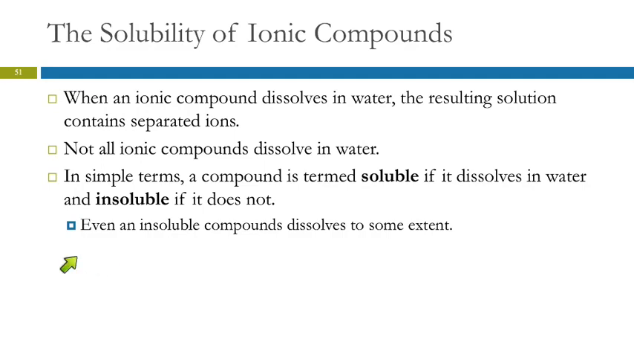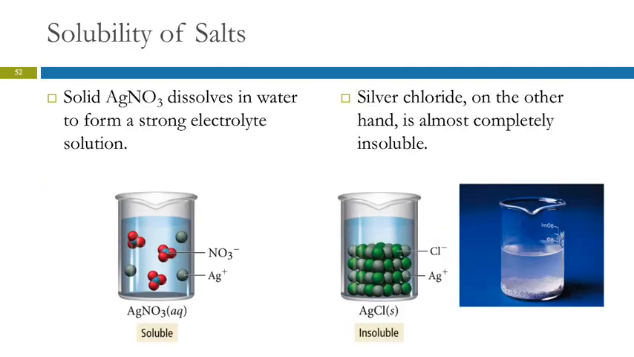And it is important to understand, this will be covered in Chem 1B, even a compound that's considered insoluble does dissolve to some extent. But it does so to such a small extent that it doesn't matter. You know, if you have 5 ion pairs dissociating in a beaker, is that significant? No, it isn't. So that's what insoluble means. It's not a significant amount that dissolves, not noticeable.